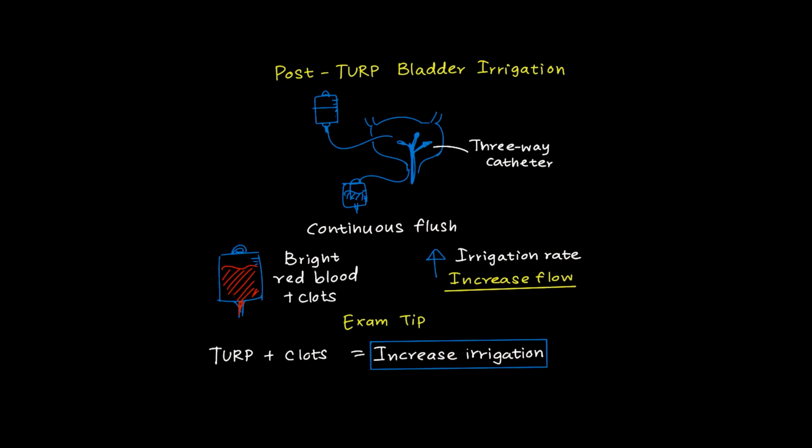Here's a WGU D446 OA exam tip for you. For clots after TURP, the fix is almost always increase the irrigation rate, not stop it. Recall hook. More clots equals more flush. Keep it flowing.